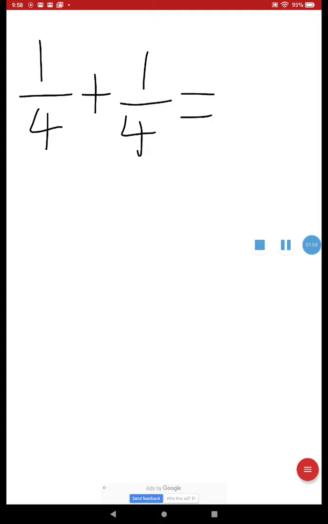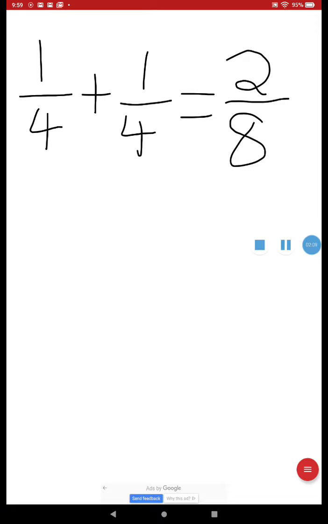Okay, when I look at a fraction, it might say 1/4 plus 1/4. And you might be tempted to look at that and say, that's easy, Mr. Ivan, I can do that. Put my fraction bar, 1 plus 1 is 2, 4 plus 4 is 8. But is 1/4 plus 1/4 really 2/8?